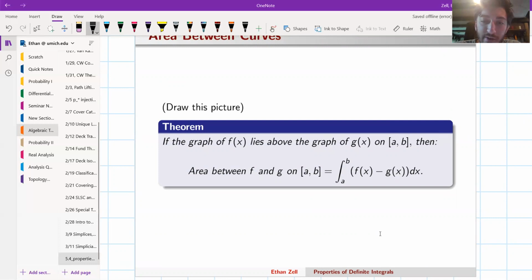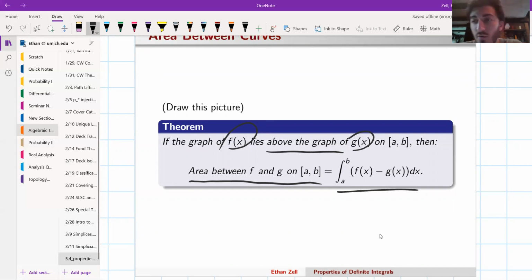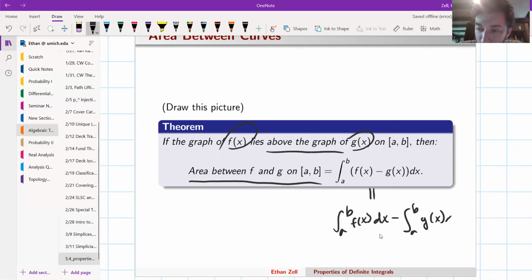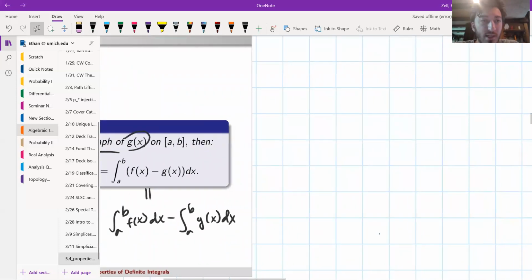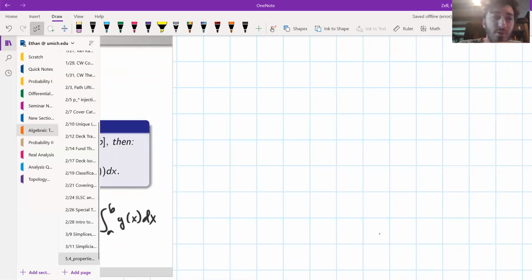So here we have a graph f of x, and it's lying above another graph, g of x. So f of x is above g of x on [a, b]. Then we say that the area between the curves is the integral of the difference of the functions. So we just said that by linearity of the integral, that's also the same thing as the integral from a to b of f of x dx minus the integral from a to b of g of x dx. So I gave myself this little note here to draw a picture, because I think that's, again, the best way to illustrate why this property is true.